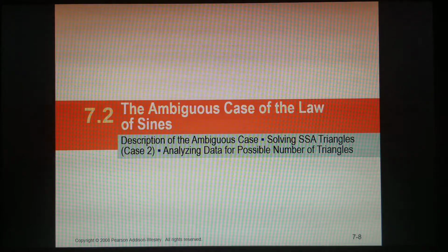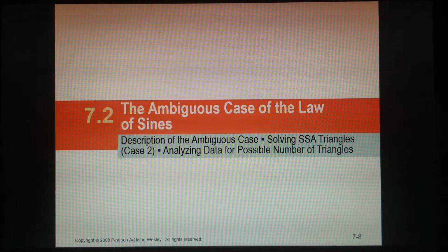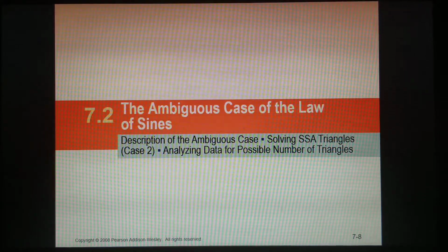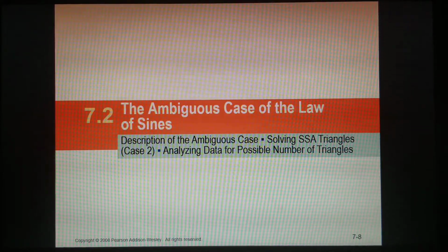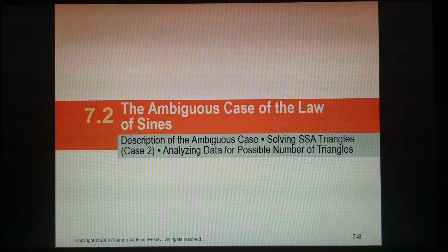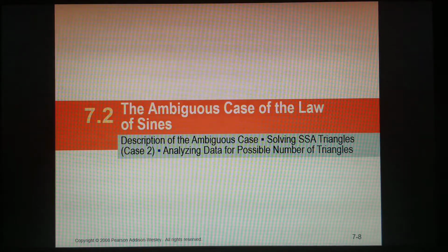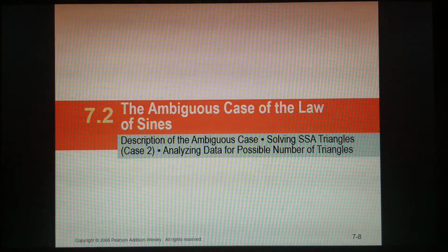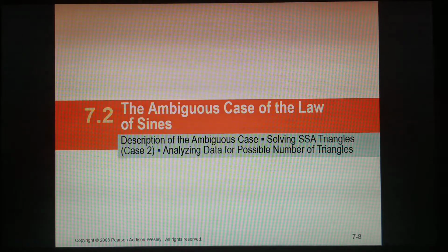All right, so in Trig, lesson 7.2 is for the ambiguous case of the law of sines. I know in geometry, when you go to prove two triangles are congruent, you use side, side, side, or side, angle, side, and they always tell you that angle, side, side is not a possibility. Well, it isn't, and this lesson is going to explain why it would not prove two triangles are congruent. All right, so here we go.